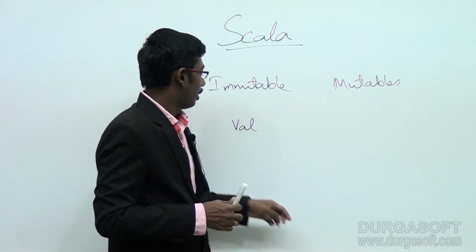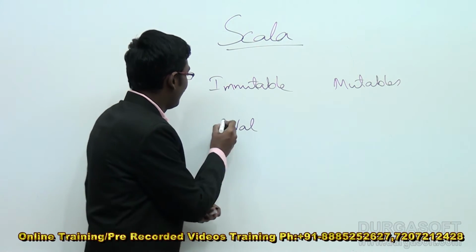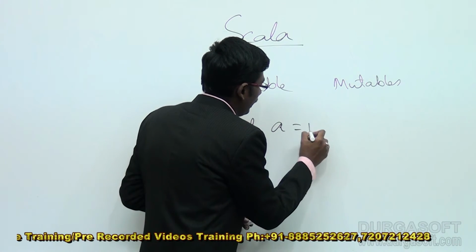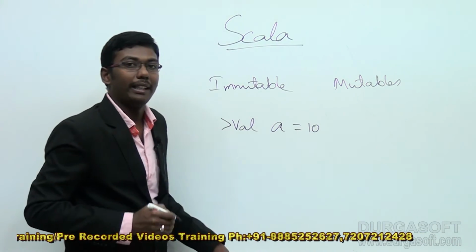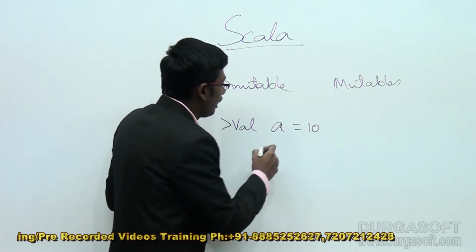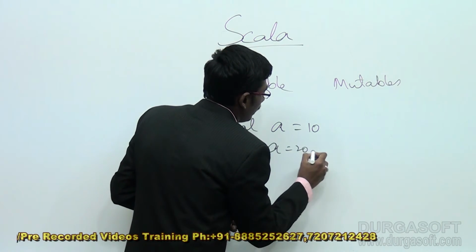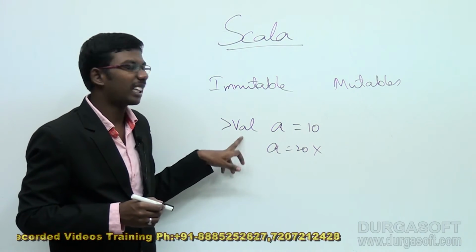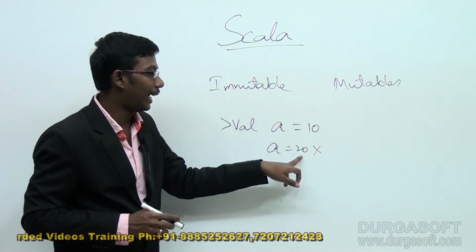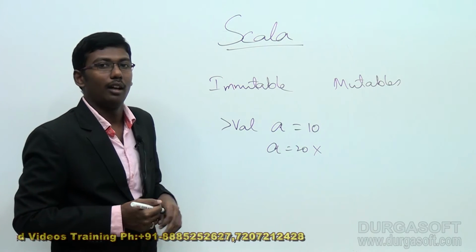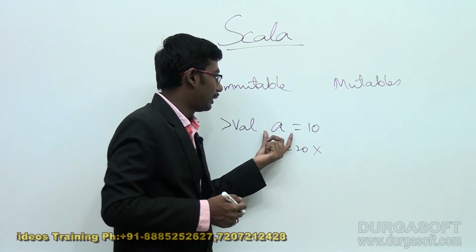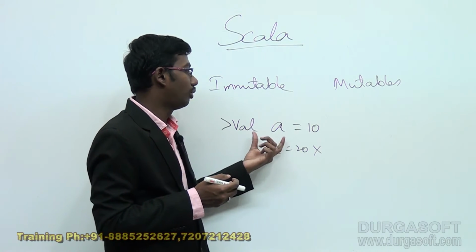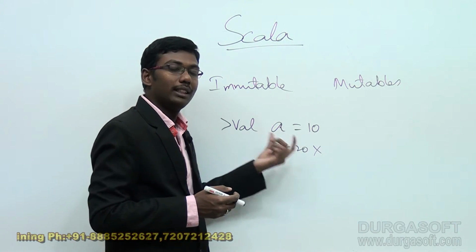Suppose I am declaring a val, and I am declaring the value of a as 10. Fine, immediately if you want to change the value of a to 20, Scala doesn't accept it. Why? Val is a final, immutable content, which doesn't accept updates. For the entire scope, the value of the variable is fixed.